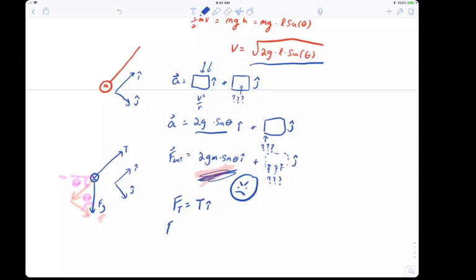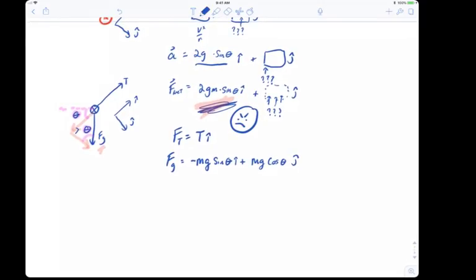Fine. Force of gravity is going to be mixed. Part of it's going to pull in the negative i-hat direction, so I guess this is going to be theta. Right angle. So the part in the i-hat direction is going to be minus mg sine theta. And the part in the j-hat direction, which is nice, is mg cosine theta. So the thing about it is that the tension plus this one have to add up to this one. The i-hat terms. So 2mg sine theta is equal to tension minus mg sine theta, which means tension is equal to 3mg sine theta. Well, that's interesting.